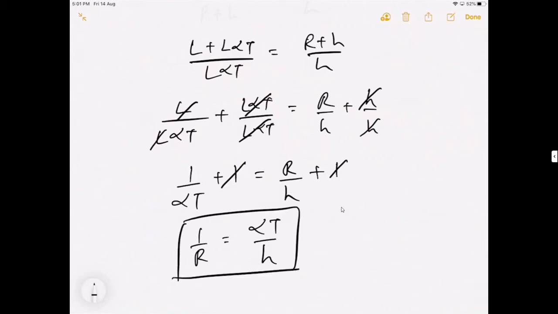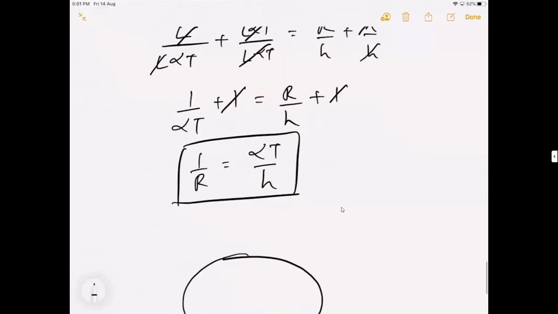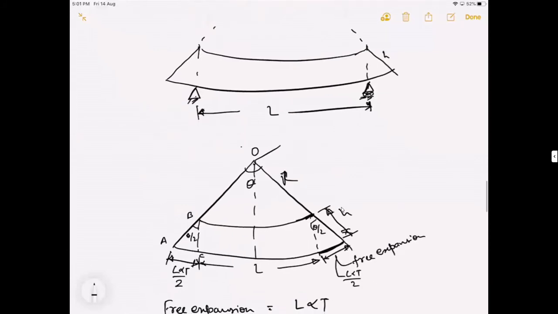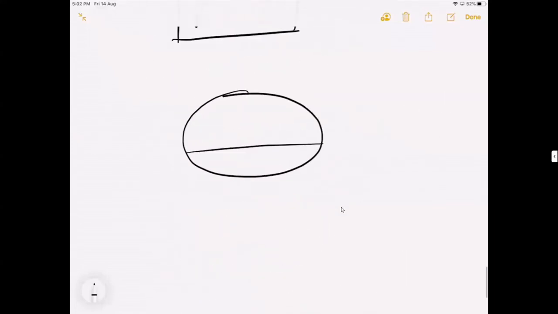Now why have I obtained 1 by R? The reason for obtaining 1 by R is that in a circle, you know this is forming like a circle. This is the center. So we can make the circle like this. This is my circle. This is my radius R. This is my length L. And this is delta.